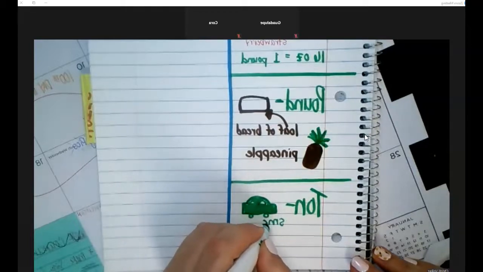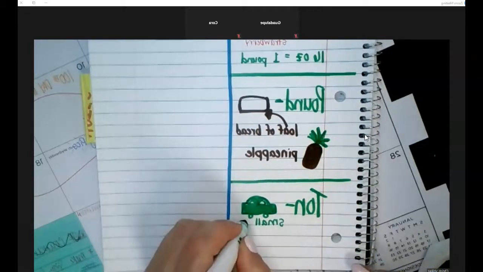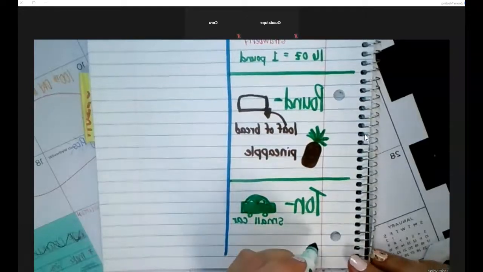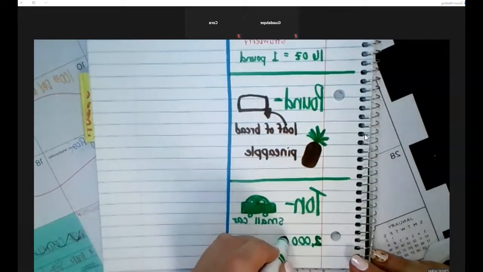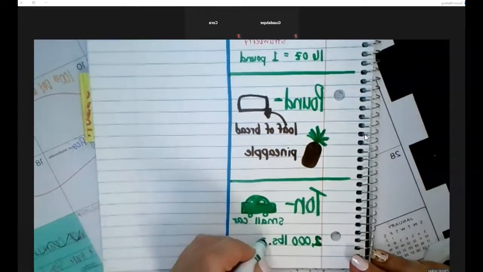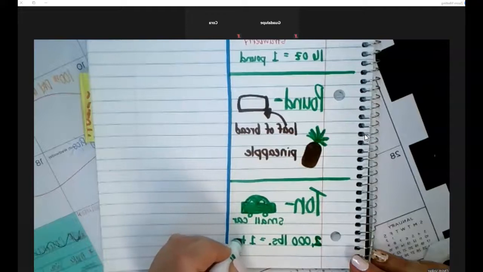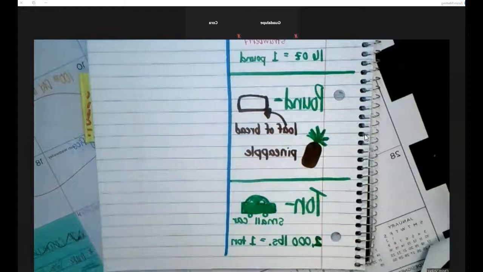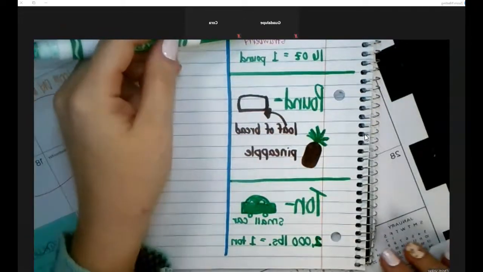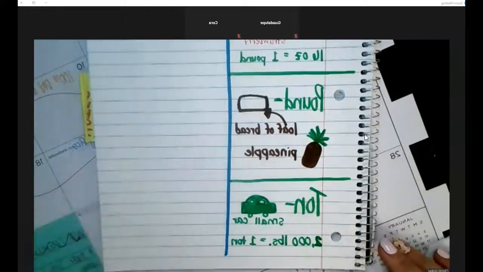So a small car is about a ton. And 1 ton equals 1,000 pounds. Actually, 2,000, sorry. 2,000 pounds. And the abbreviation for pound is LBS. Okay, so we have ounces, pounds, and tons.